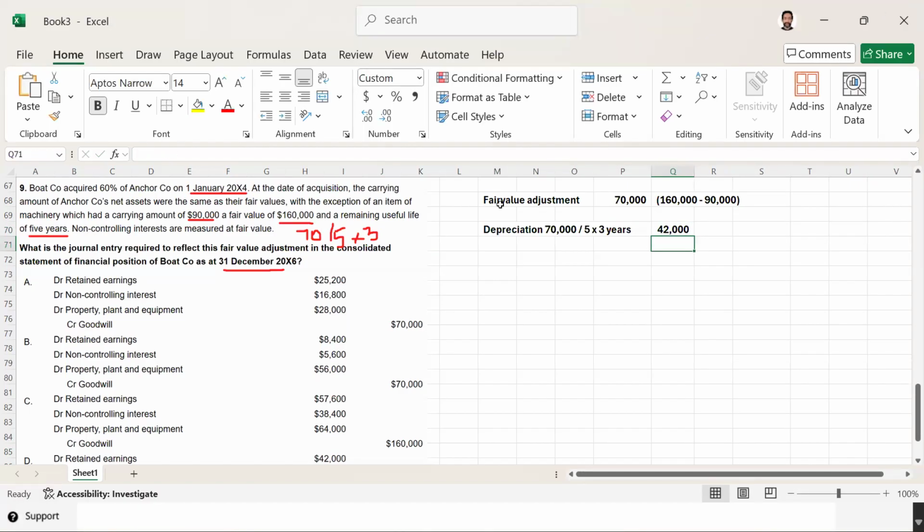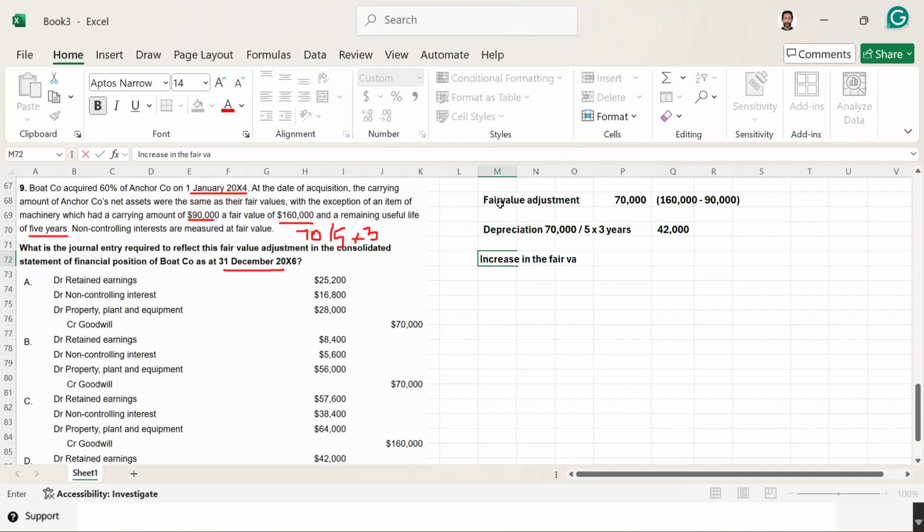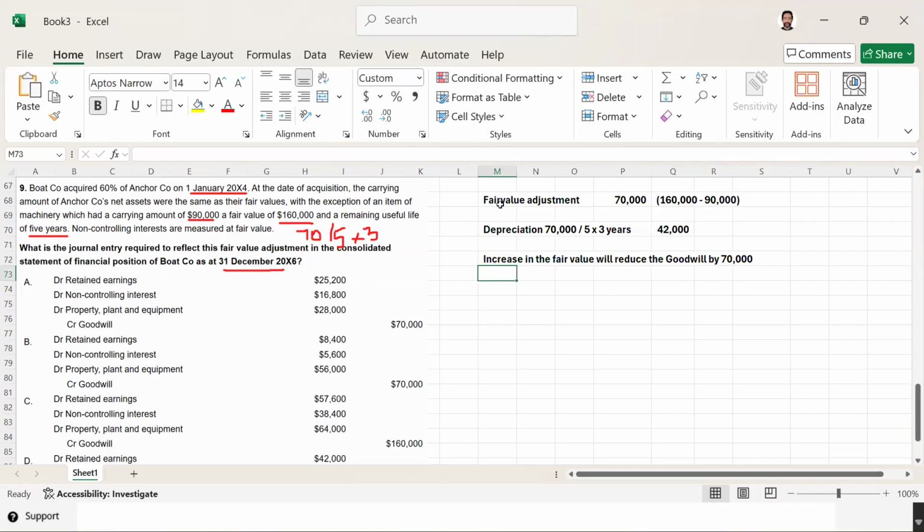So overall, the value of the goodwill will reduce. This is the same concept. You see, the increase in the fair value will reduce the goodwill by 70,000. That's one thing. Fine. Then we are going to have this.